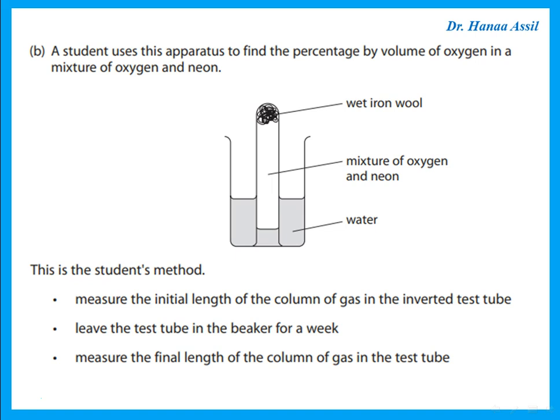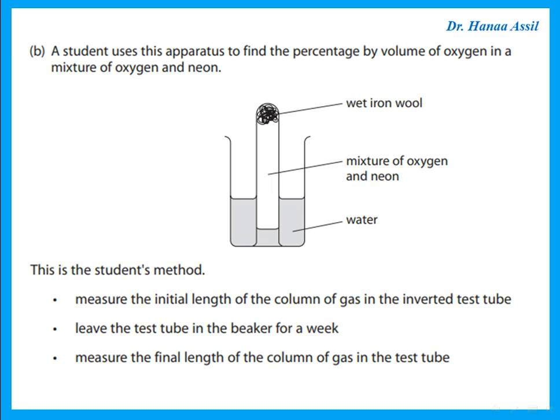A student uses this apparatus to find the percentage by volume of oxygen in a mixture of oxygen and neon. So he put in the test tube a mixture of oxygen and neon. It's not air, oxygen and neon. And he put wet iron wool. You should know that when I have wet iron wool, what will happen to the iron? If it is wet, that means there is water. And the tube has oxygen, so the iron has water and oxygen. What happens is it will take the oxygen in order to rust, to form hydrated iron oxide, which is rust.